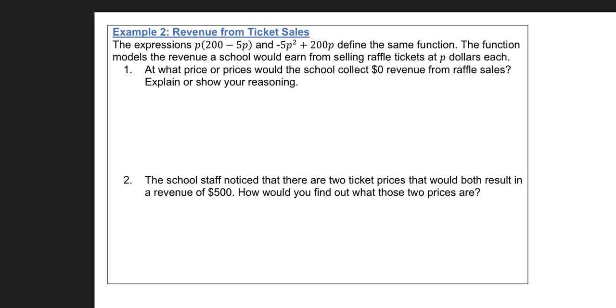So again, we are taking that equation. You can use either one. If we have negative 5p squared plus 200p, we are setting that equal to 0. So we just want to try to plug in some different values for p to see when we get 0.